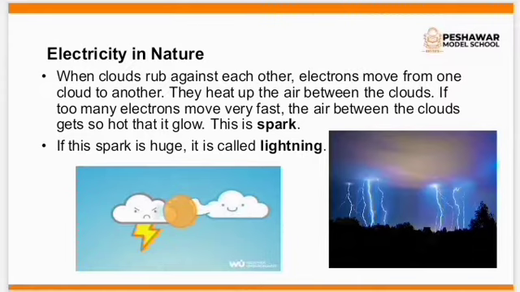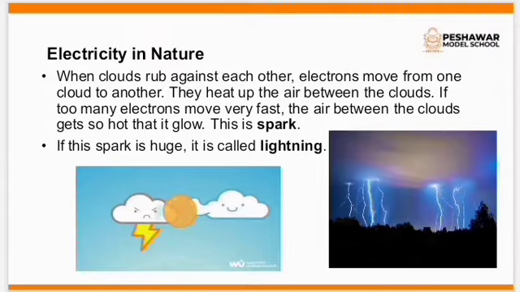Electricity in nature. Now what does it mean, electricity in nature? When clouds rub against each other, and rubbing means we are talking about static electricity, electrons move from one cloud to another. As we know, electrons are moving, right? So electrons move from one cloud to another. They heat up the air between the two clouds.